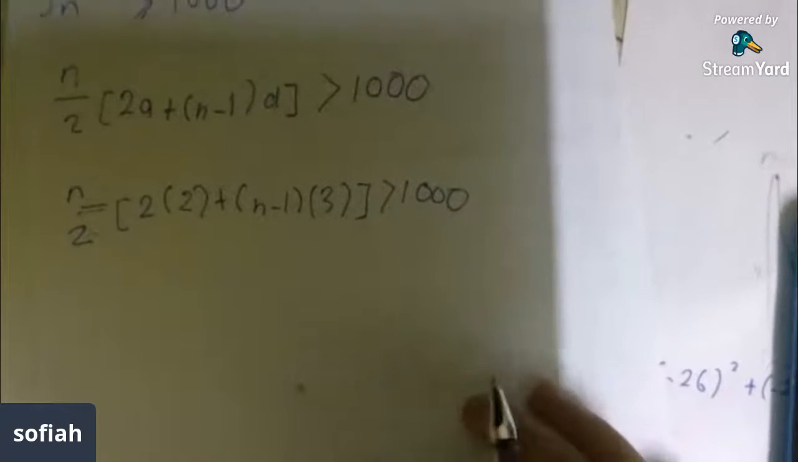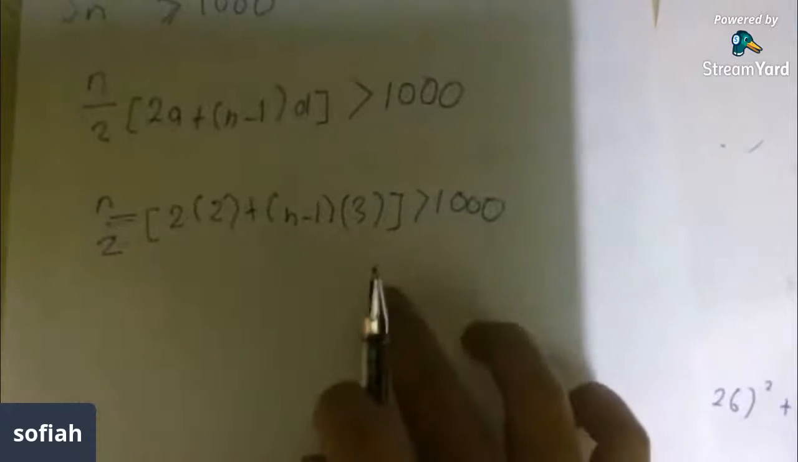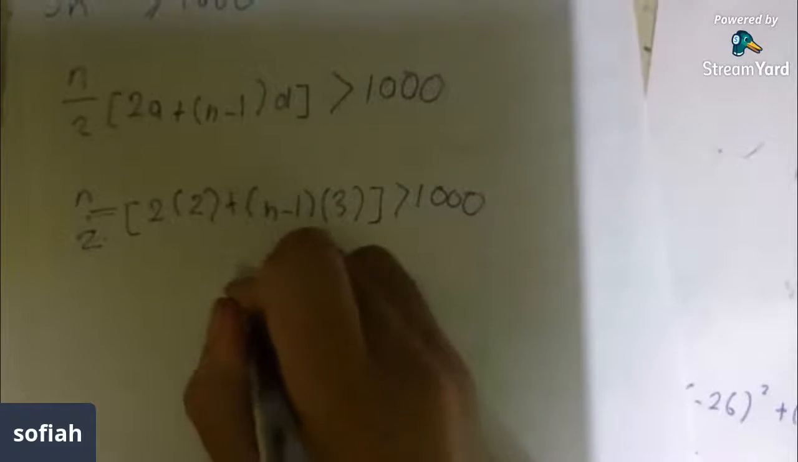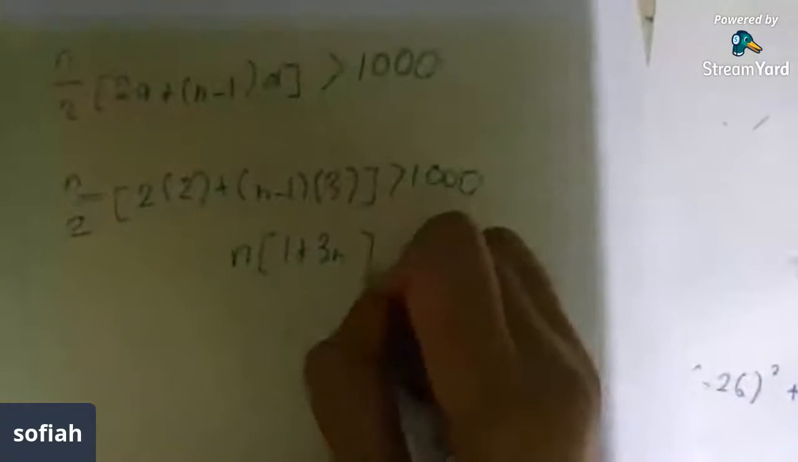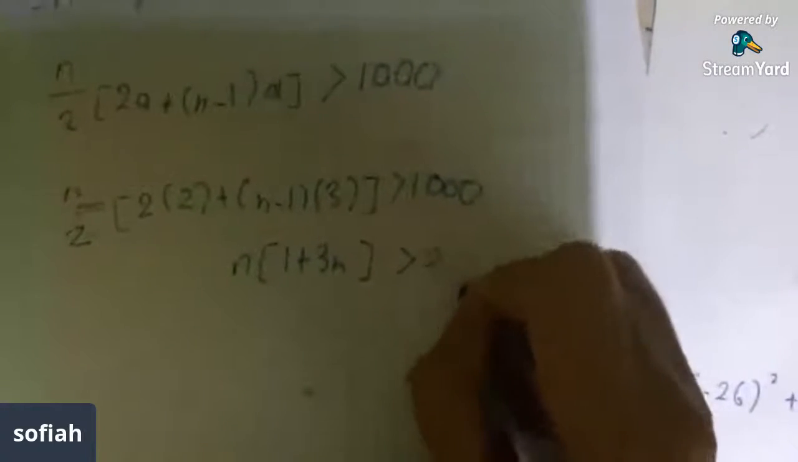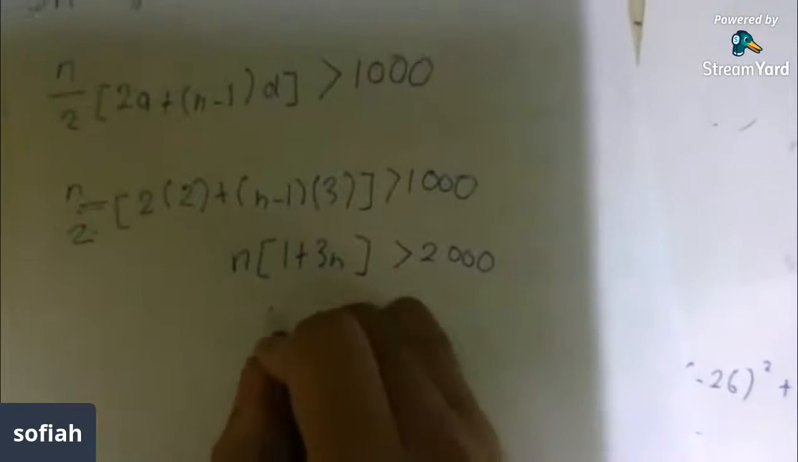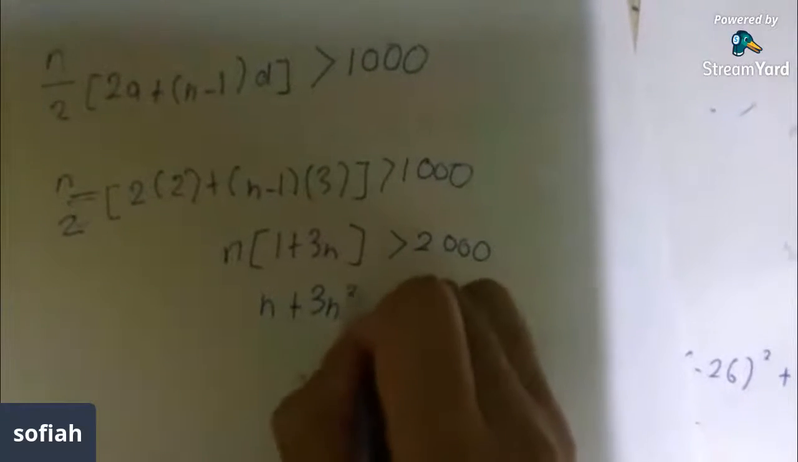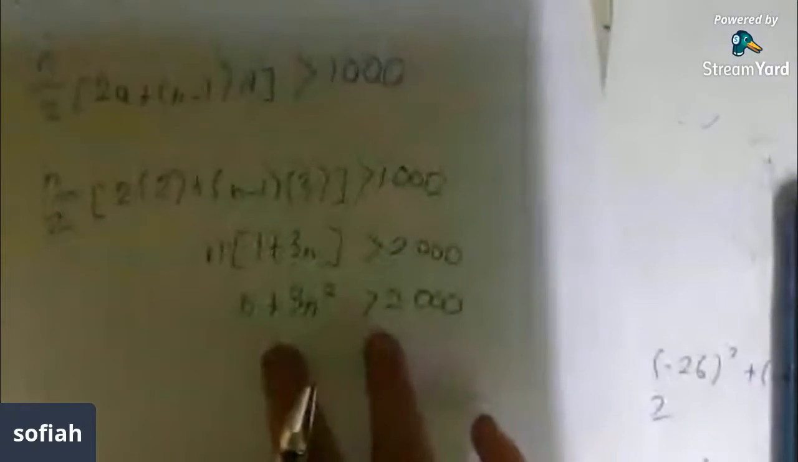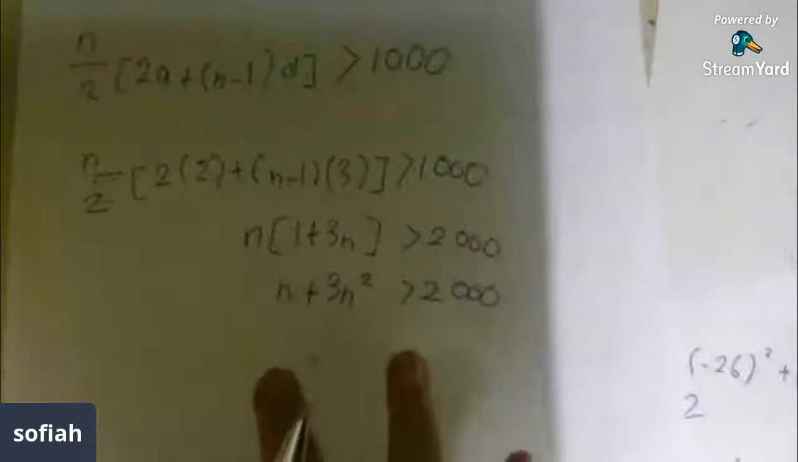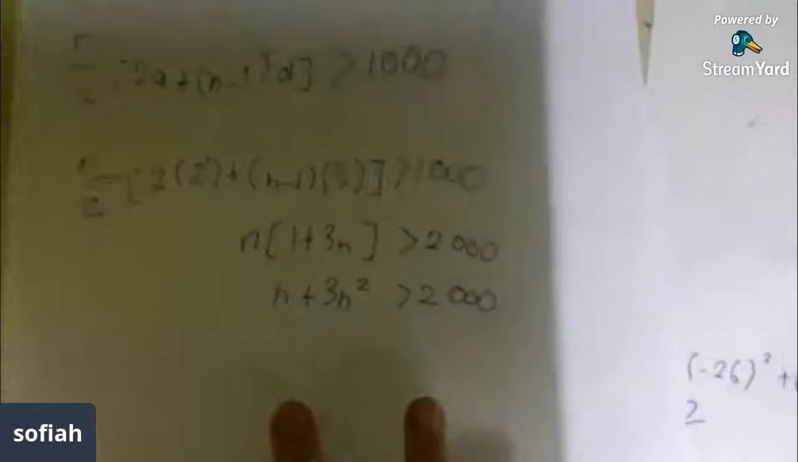Then we can solve this equation, and lastly we will get n, 1 plus 3n more than 2,000. And it means n plus 3n square is more than 2,000. To solve these inequalities, we can use whatever method that you like, but today I will use the number line method.